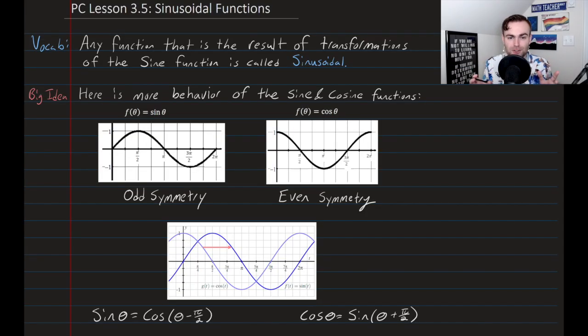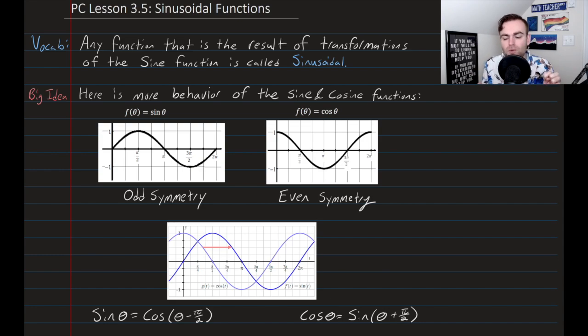Welcome everyone to lesson 3.5 of calculus, which is all about sinusoidal functions, which sounds like a new thing, but it's really just modifications of the sine and cosine functions we talked about last lesson. Let's get started. Any transformation of the sine function is called sinusoidal.